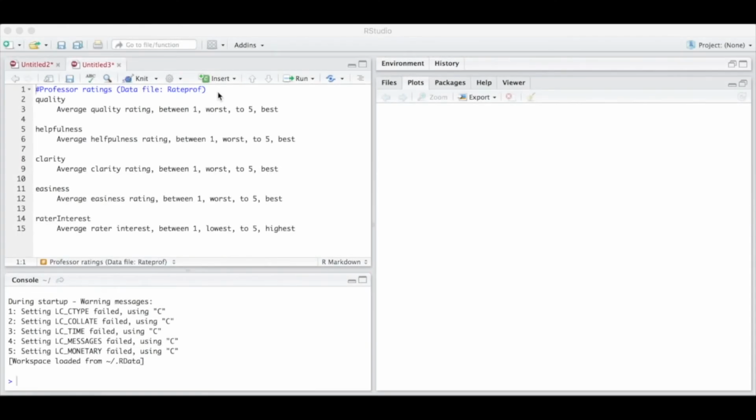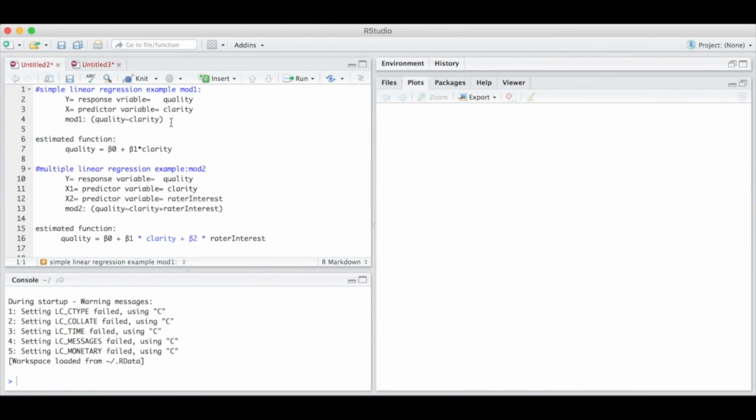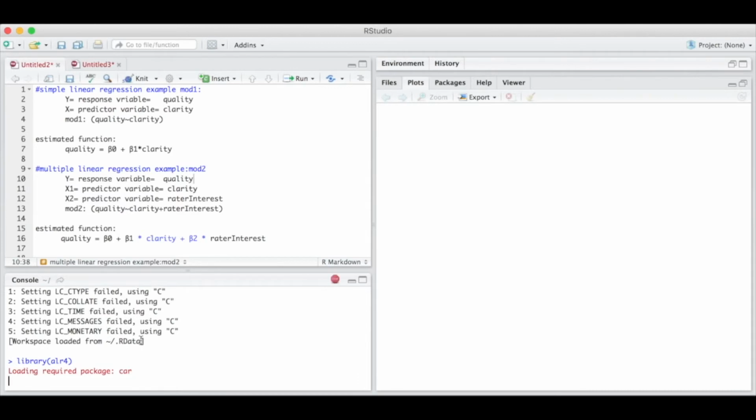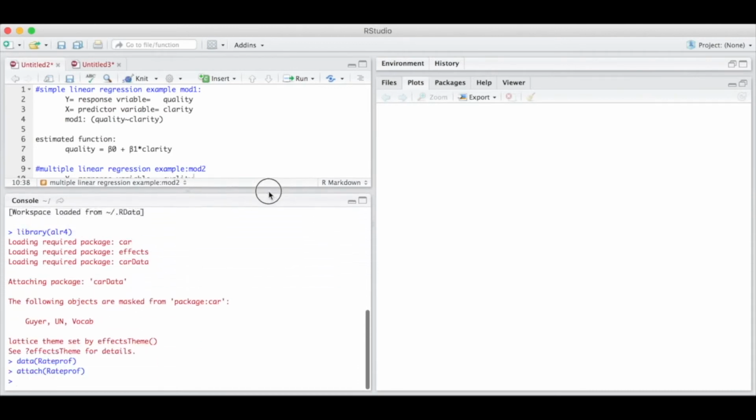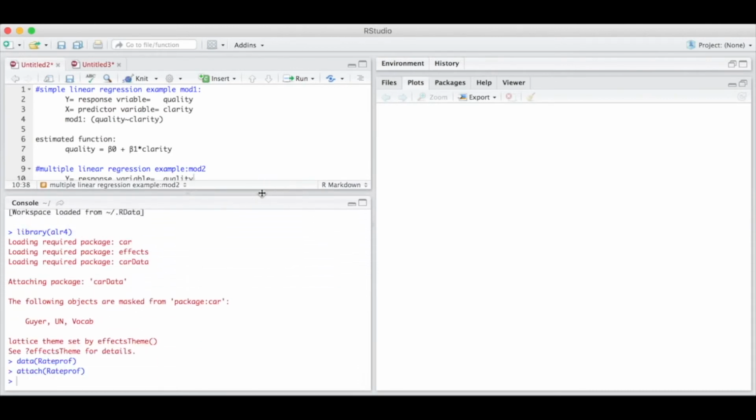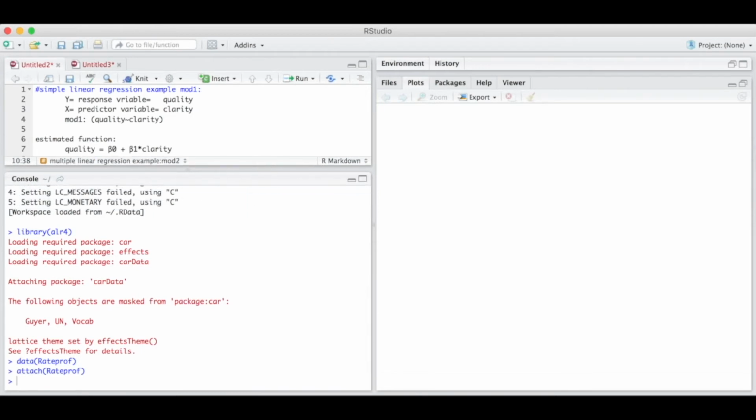We used RStudio as a tool to solve linear regression problems. We are going to use the example "Professor Ratings" from the textbook Applied Linear Regression, Fourth Edition. Those are the 5 variables. We set 2 models. Model 1 is a simple linear regression example which has 1 predictor, and Model 2 is a multiple regression example which has 2 predictors. We should load a package which contains the data we need, then find the data, and attach the data.